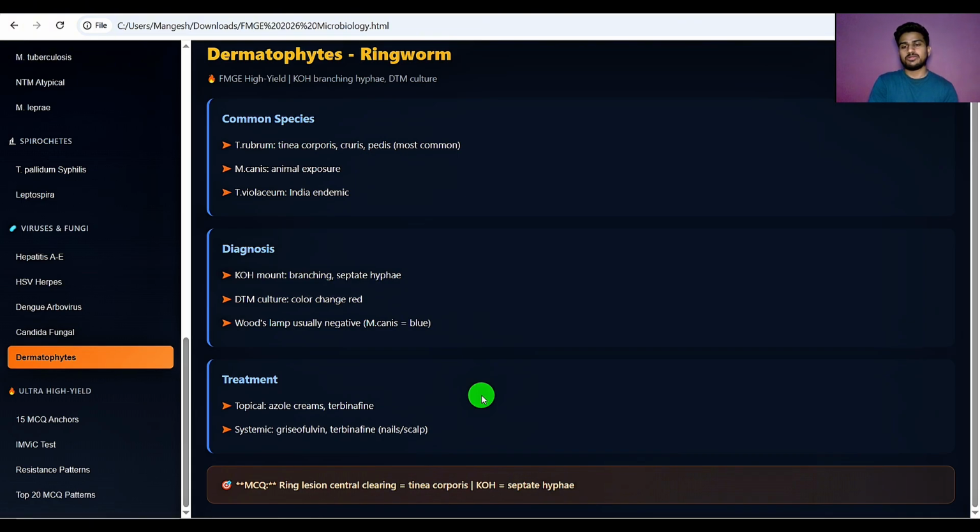For the treatment, you can use topical azoles or creams. You can also use terbinafine. And for systemic use, we can prescribe griseofulvin or terbinafine for nails and scalp.